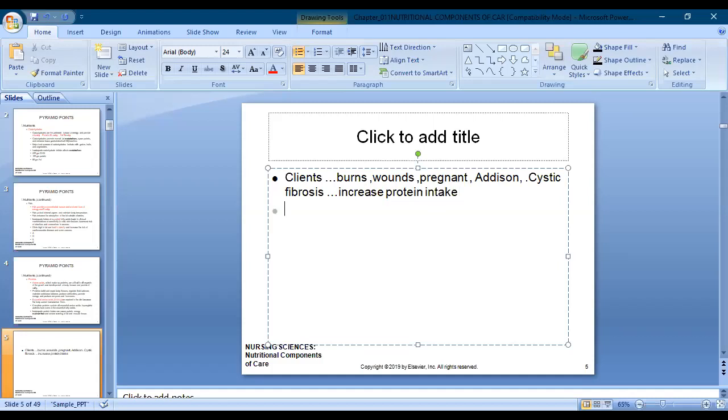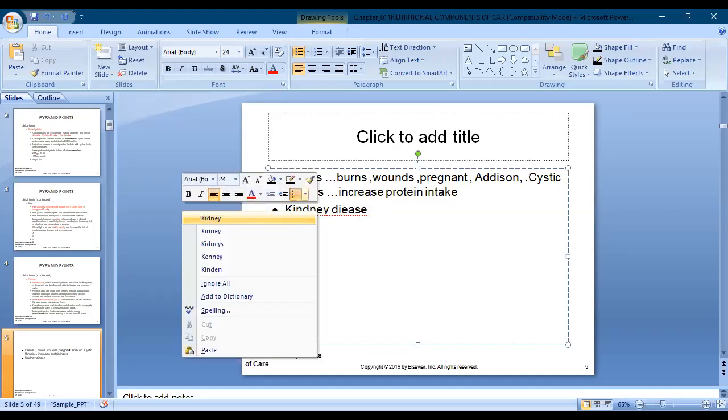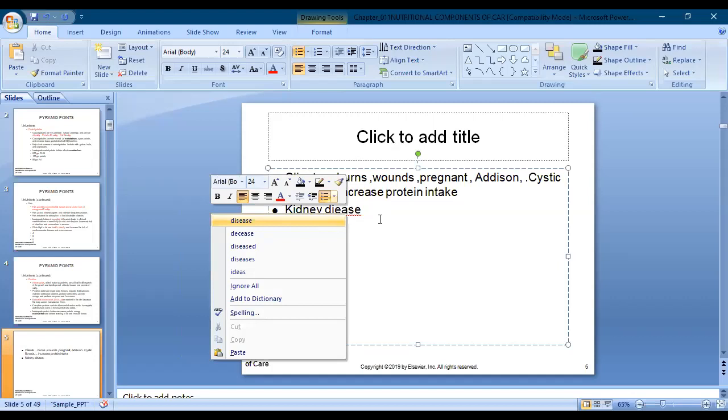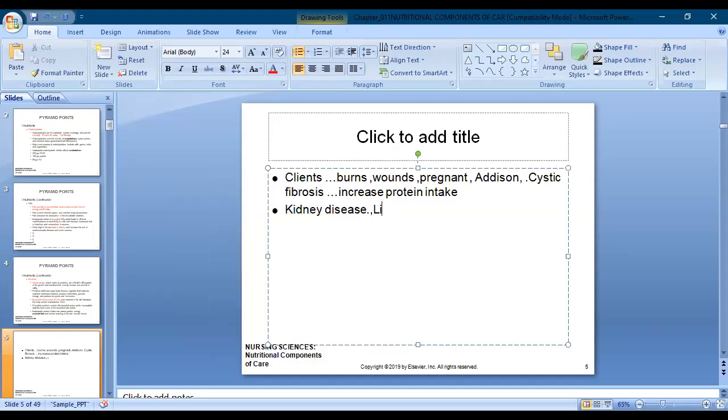On the other hand, some patients, like those with kidney problems or kidney disease, or liver disease, have to take a lesser amount of protein. They need to decrease the protein in their diet. So they need less protein.